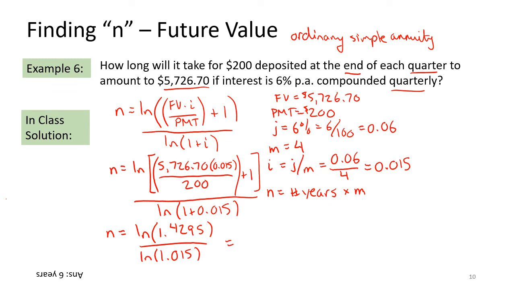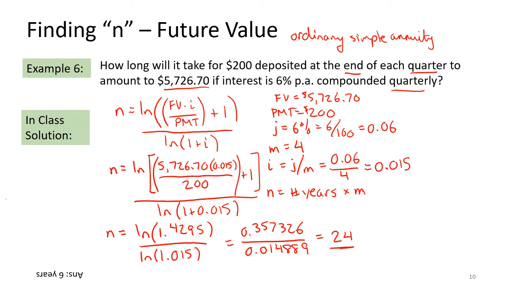Okay, the ln of 1.4295 is 0.357326. Again, I rounded it. Divided by 0.014889. Okay? If you calculate that out and round it, you get a number of payment periods of 24. Now keep in mind, that's the number of payment periods. It's not the number of years.